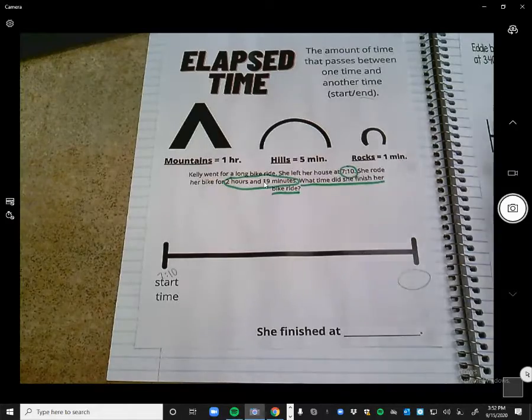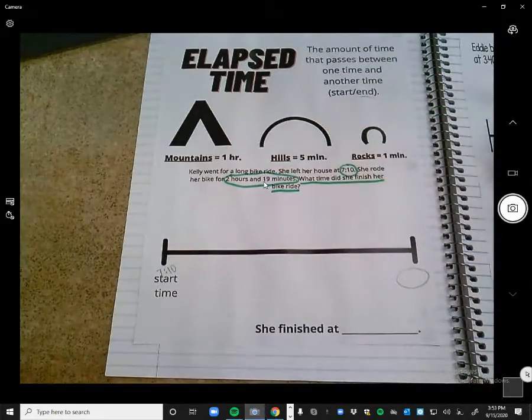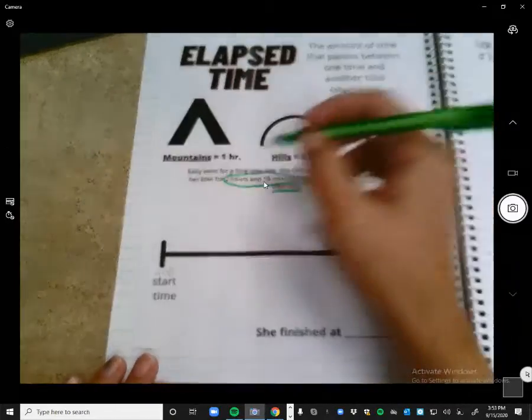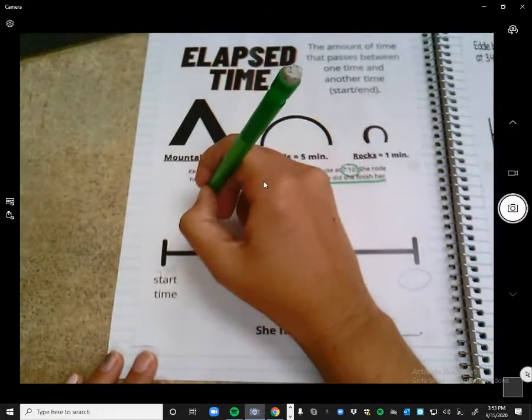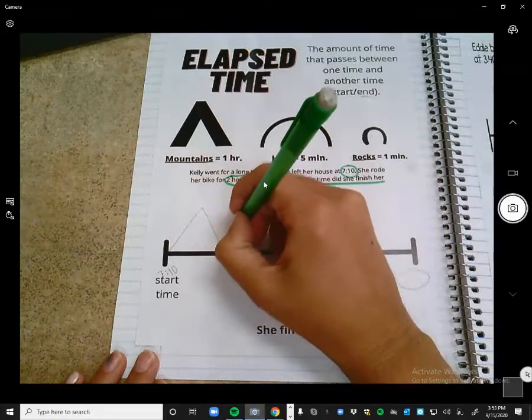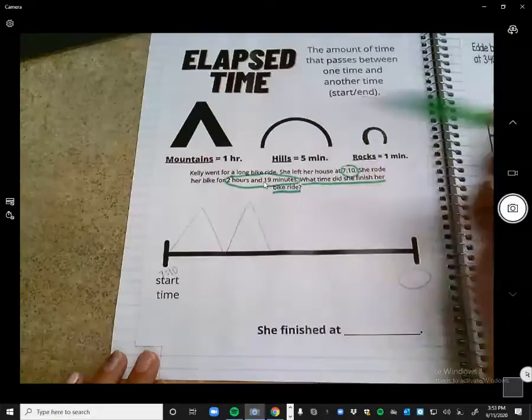So to get started with mountain, hills, and rocks, I look at how long has passed. 2 hours and 19 minutes is what we read and we found out. So I'm going to show that first with my mountains, hills, and rocks. So I know 2 hours, I'm going to use my mountains. I know if I do 1, that's 1 hour. And I know 2 hours passed. So I need 2 mountains for 2 hours.